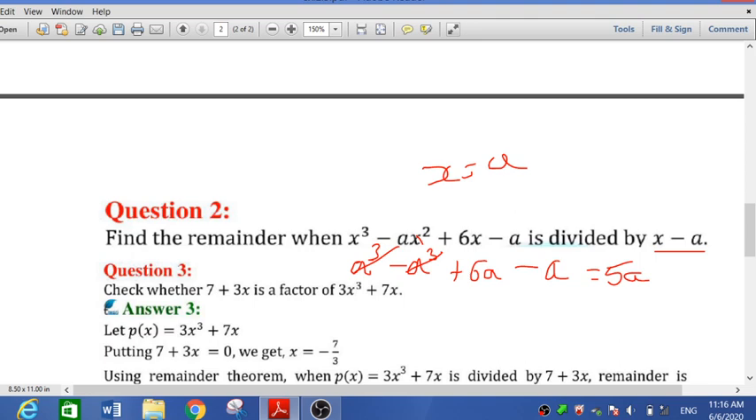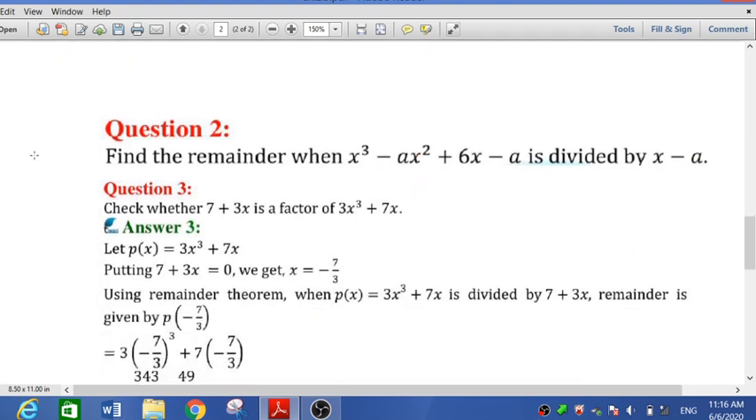Question number 2, find the remainder, and I am explaining how to find the remainder. Here it is x minus a, so I have to put x equal to a. If we put x equal to a and simplify, we get the remainder 5a. Now next, one sum is still remaining in exercise 2.3. Check whether it is a factor or not.